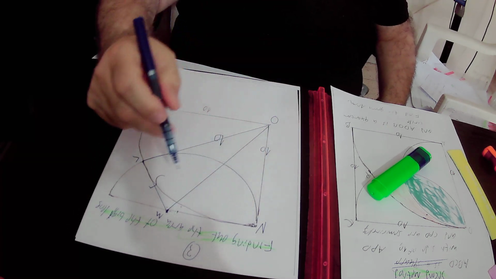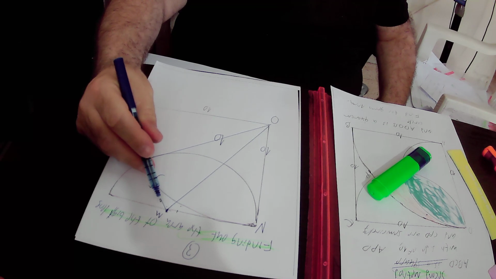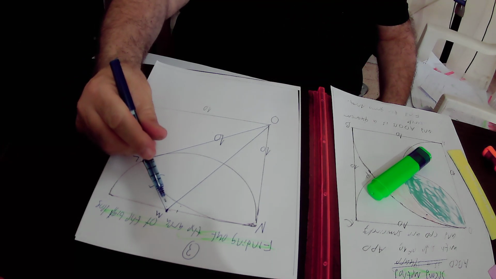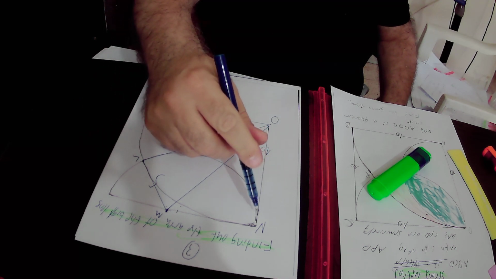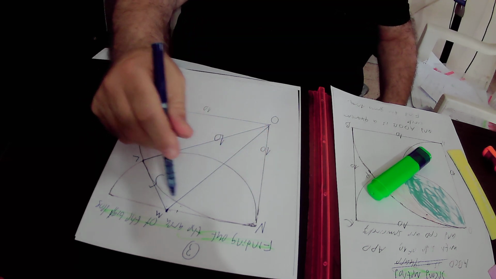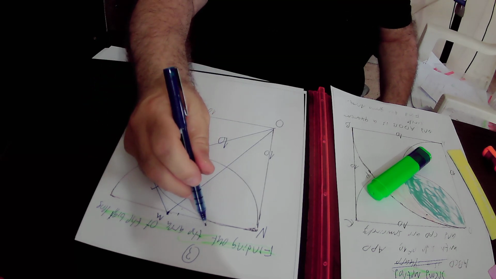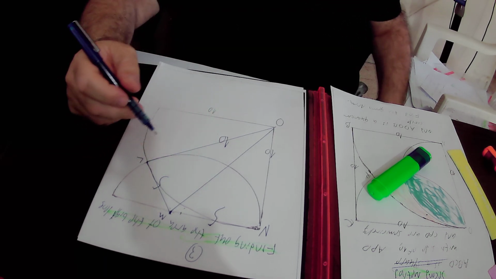Here point M is the center of the semicircle, point N is a point on the semicircle itself, therefore MN is the radius of this semicircle, that is equal to 5 units.